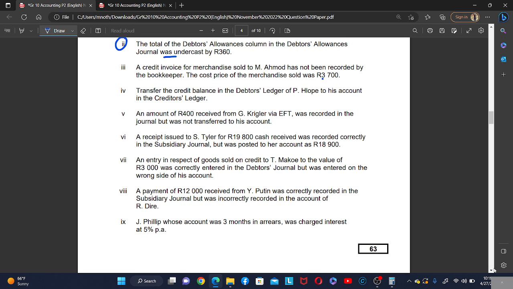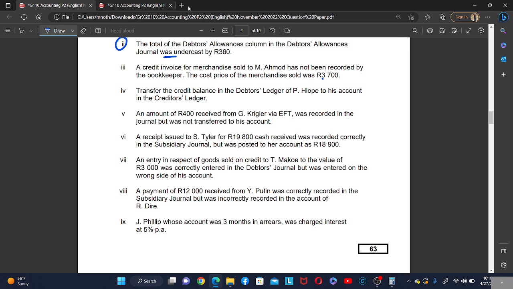So when we're selling to him on credit, it means that the amount he is owing us is increasing. We know that debtors increase on the debit side. So if they're saying this was entered on the wrong side, it means it was entered on the credit side, meaning that instead of increasing his account, his account was decreased. Instead of increasing his account to show that we sold the goods to him on credit, we decreased his account.